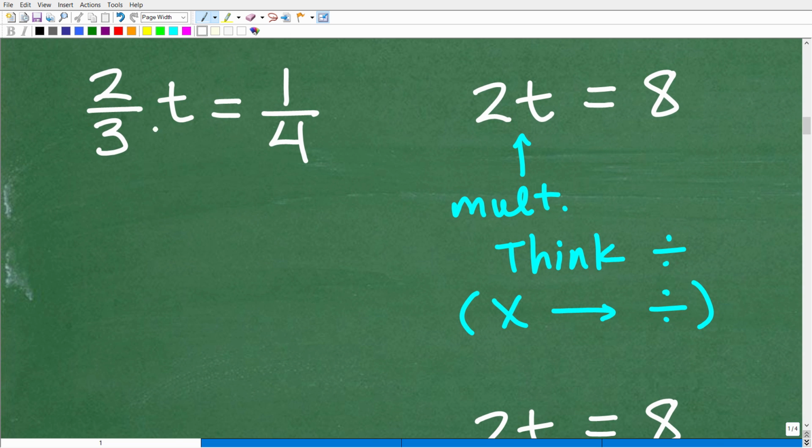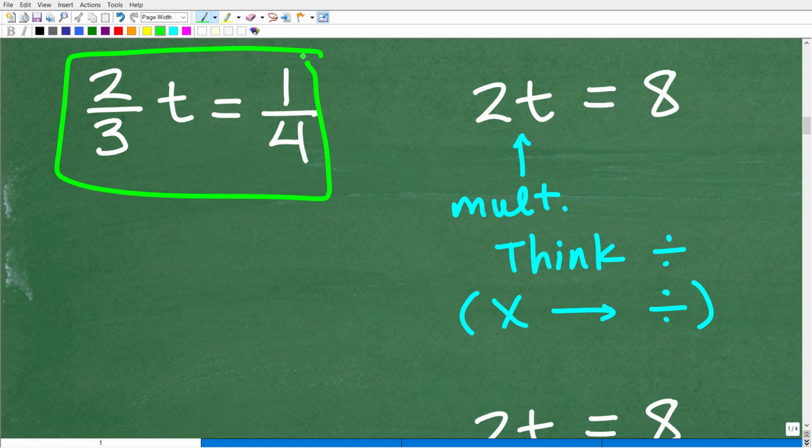So here we have 2/3 t is equal to 1/4. Now, 2/3 t, this means multiplication. So this is 2/3 times t is equal to 1/4. So before we take on the actual problem in this video, let's do an easier version of a multiplication situation.